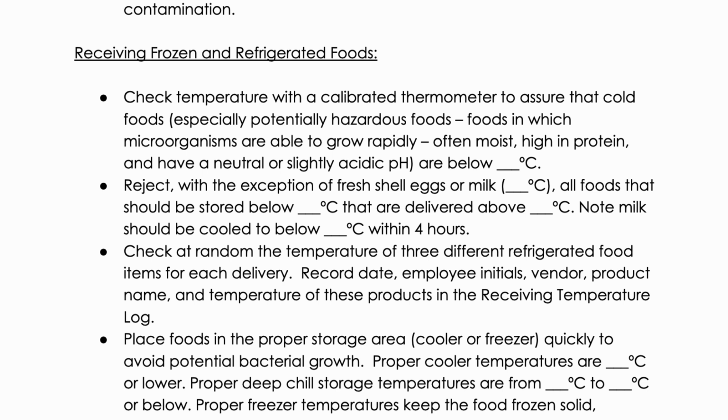Check temperature with a calibrated thermometer to assure that cold foods, especially potentially hazardous foods, foods in which microorganisms are able to grow rapidly, often moist, high in protein, and have a neutral or slightly acidic pH, are below accepted temperature. Reject, with the exception of fresh shell eggs or milk, all foods that should be stored below acceptable temperature that are delivered above acceptable temperature. Note, milk should be cooled to below acceptable temperature within 4 hours.